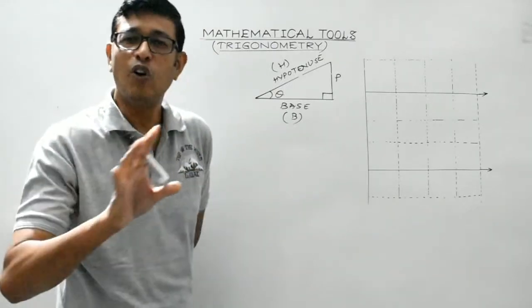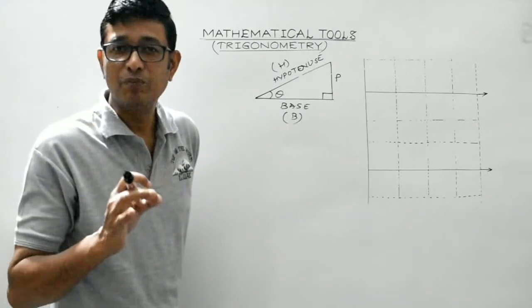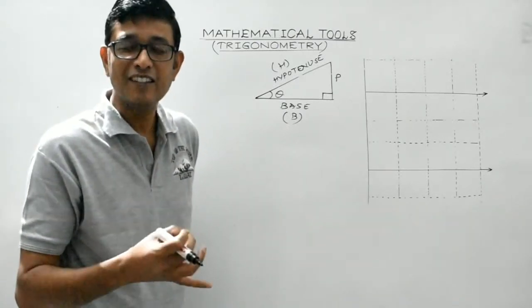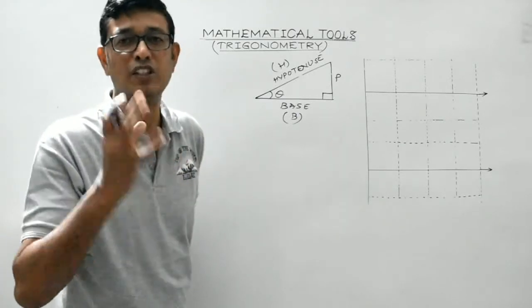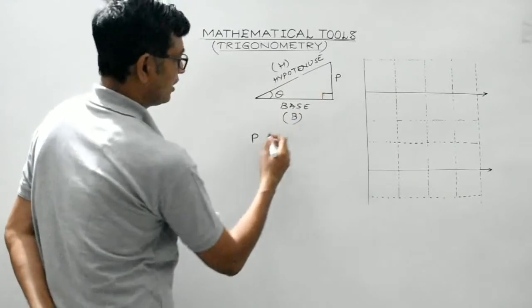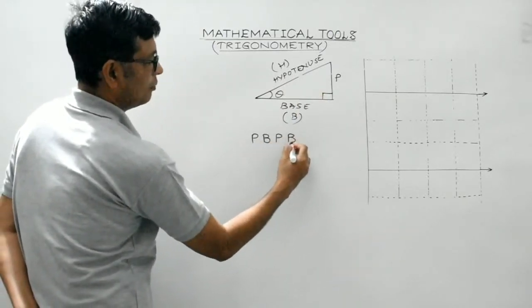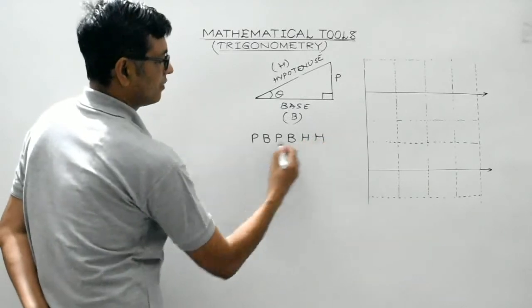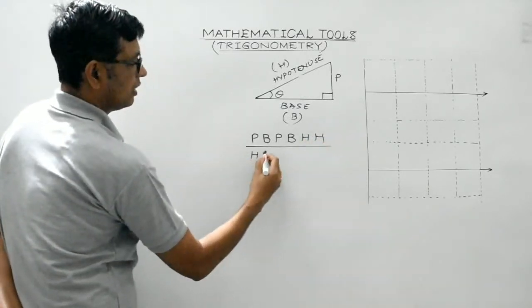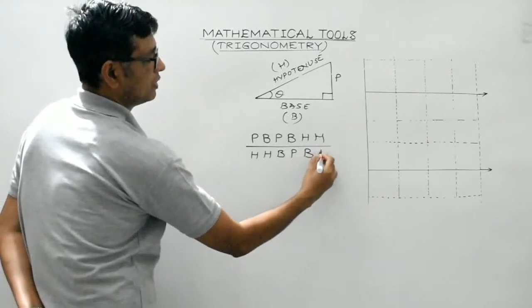Students, I hope you are all aware of Pandit Badri Prasad. Pandit Badri Prasad bole hare hare, hare hare bole Pandit Badri Prasad. So you can remember all the trigonometric ratios in this case. Pandit Badri Prasad bole hare hare, hare hare bole Pandit Badri Prasad.